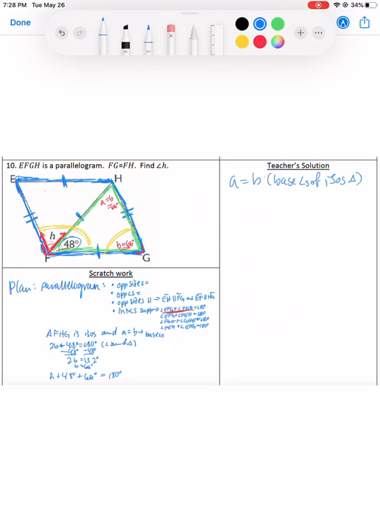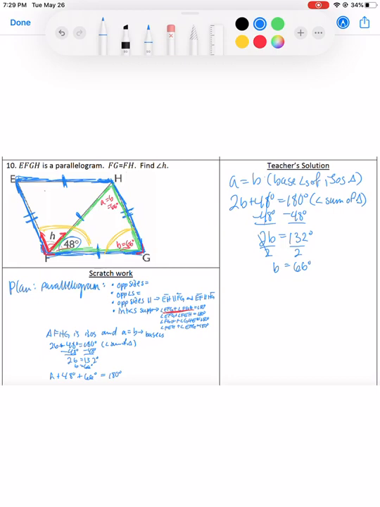And we know that 2B plus 48 degrees equals 180 degrees from angle sum of triangle. We subtract 48 degrees from both sides, and we get 2B is equal to 132. Okay. Divide both sides by 2, and B is going to equal 66 degrees, like we found.